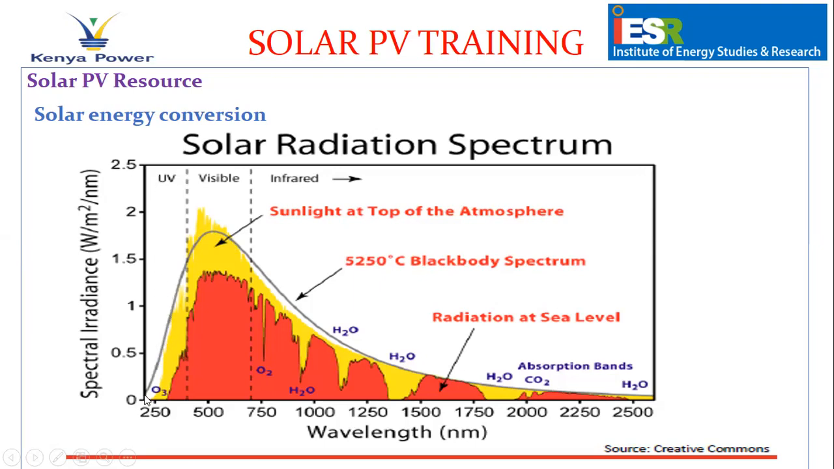Within the ultraviolet region, of course, this is the potential of the solar radiance that we can obtain from there. And then when we join the infrared region, the solar irradiance decreases with increasing wavelength, and by the time we get to 2,500 nanometers of wavelength, it has dropped to almost zero. And so, for us to be able to obtain the maximum amount of energy from the sun, we would be focusing within the visible part of the solar radiation spectrum, and that is why we usually talk of sunlight, or the light energy from the sun. So we're focusing more on the visible spectrum.